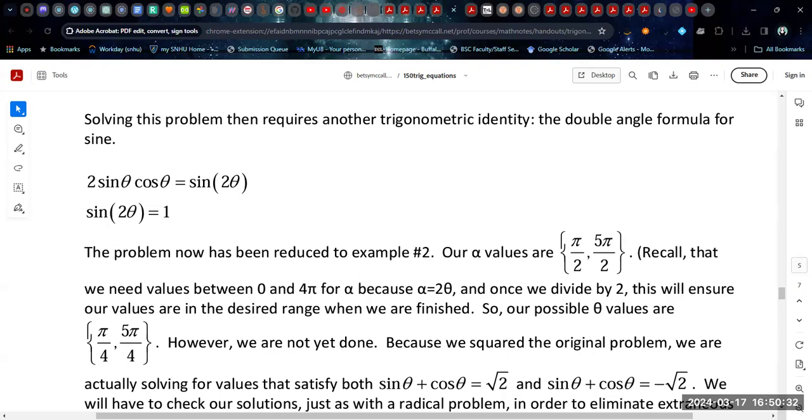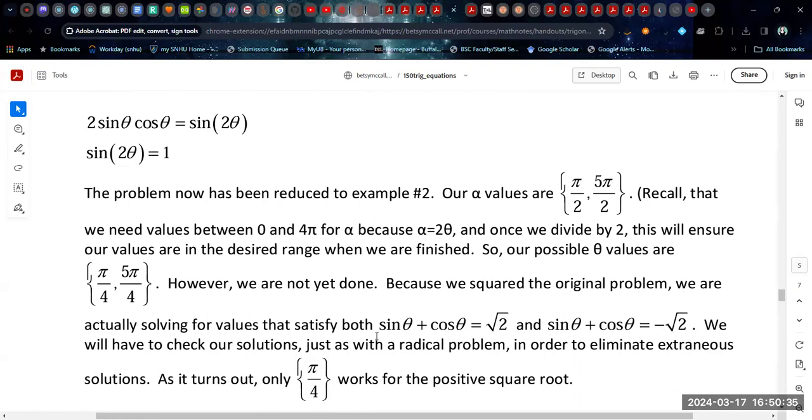Now, because I squared it, I'm actually finding solutions for both sine plus cosine is equal to square root of 2, and also sine plus cosine is negative square root of 2. So I have to find out which is going to be the correct value. They might both work, or only one of them might work. So I have to check both of these in the original equation. And it turns out that 5 pi over 4 gives me the negative square root of 2, and regular pi over 4 gives me the positive square root of 2. So that turns out to be the only solution to this problem.